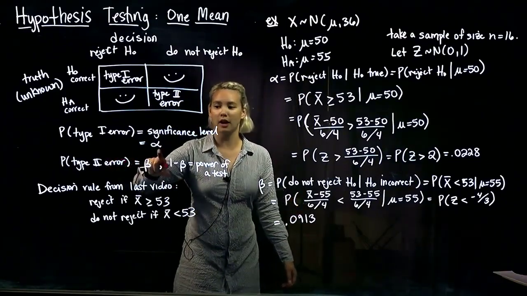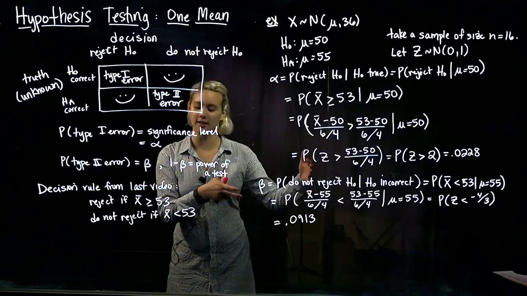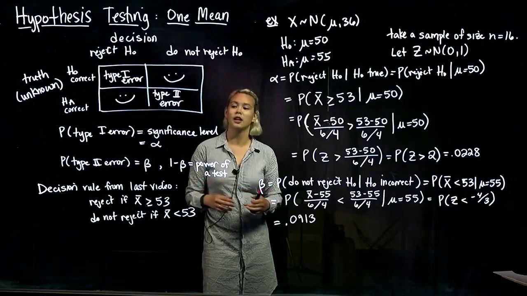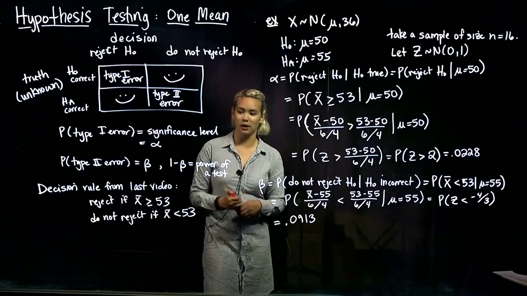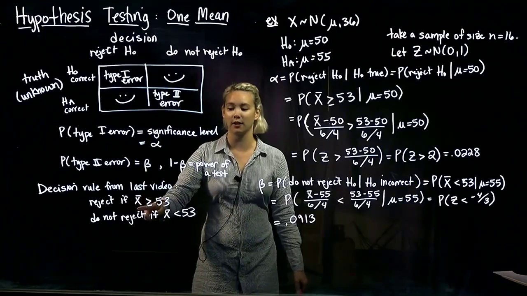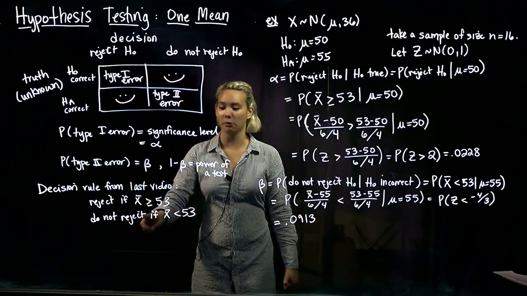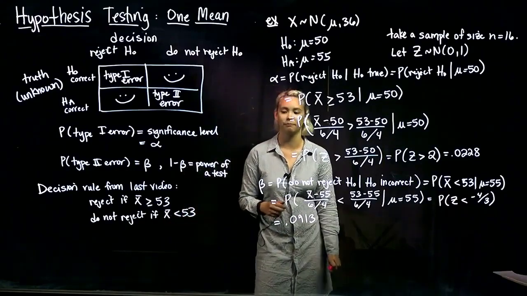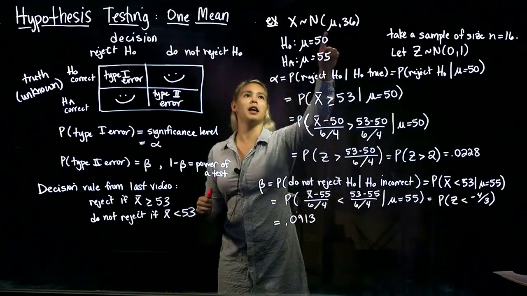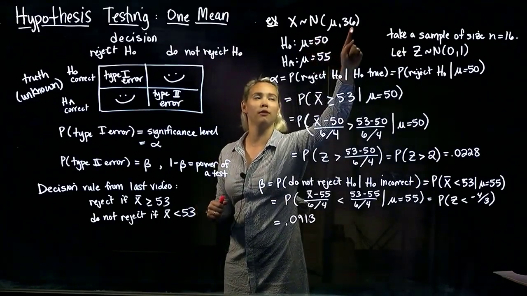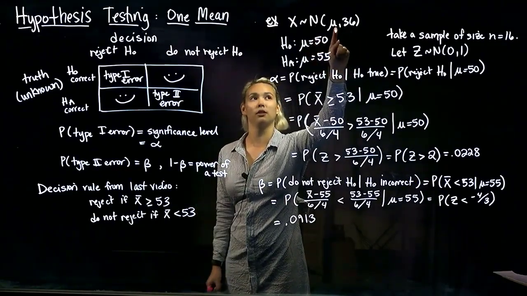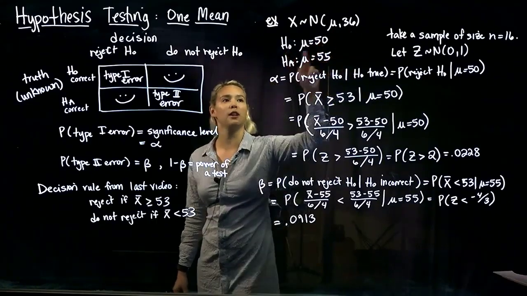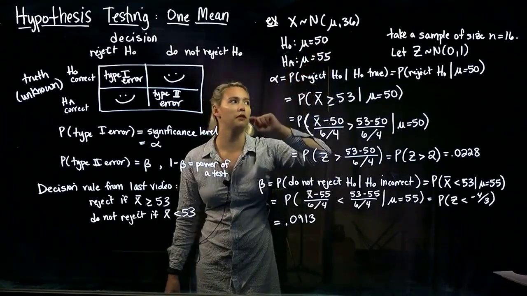Let's check out the alpha and beta in a specific example. So from the last video, we're going to continue on with that example. And we had the decision rule from the last video that we're going to reject the null hypothesis if our sample mean is greater than 53, and we will not reject the null hypothesis if our sample mean is less than 53. All right, so again, just remember we had a normal distribution, known variance 36, unknown mean of mu. And we said our null hypothesis is mu equals 50, alternative hypothesis is mu equals 55.